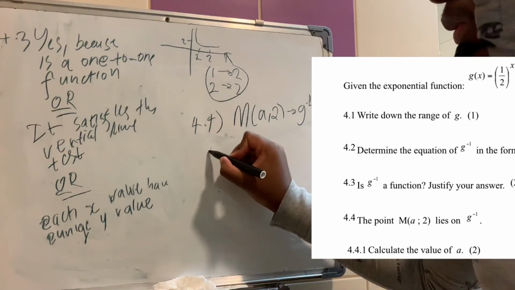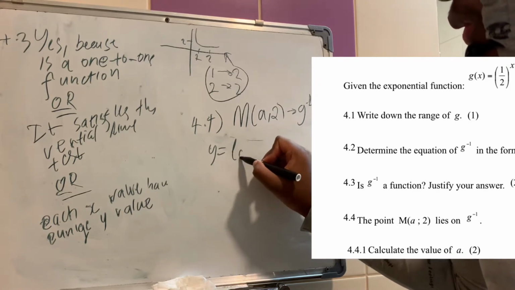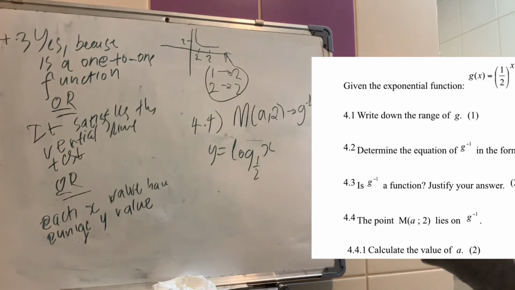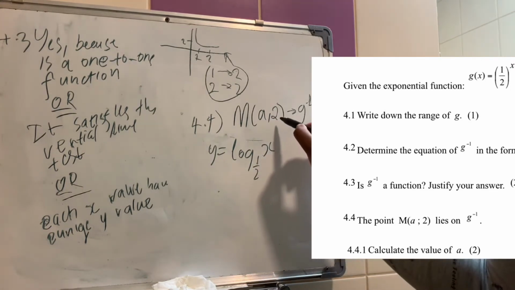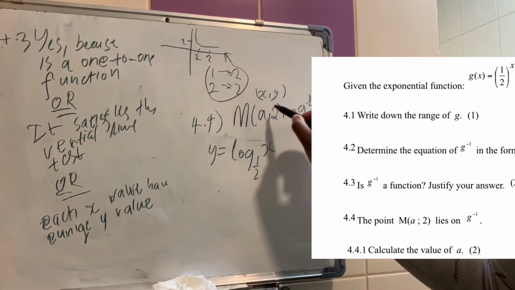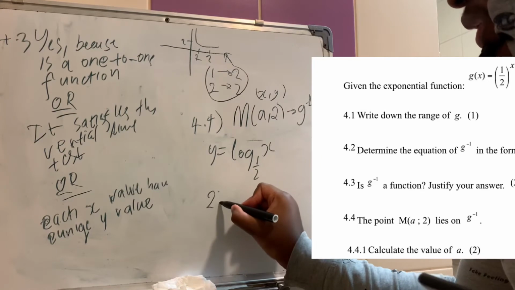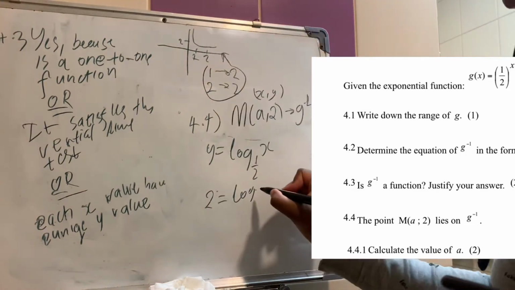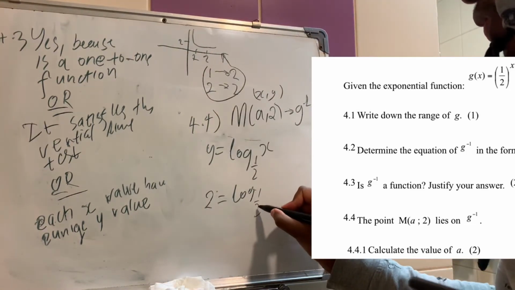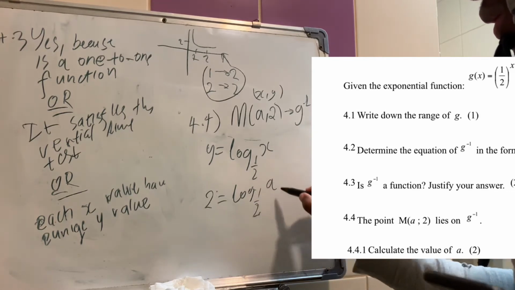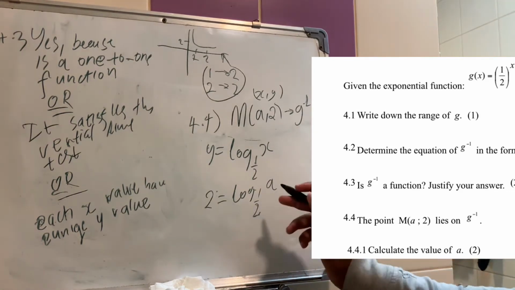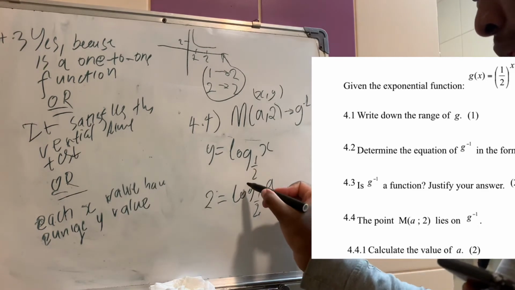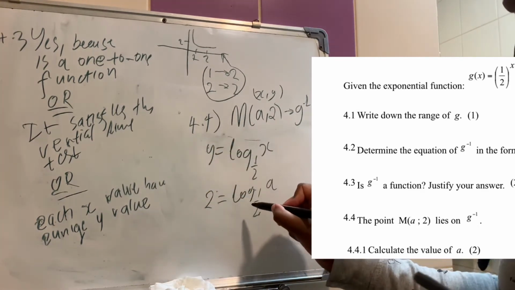So if this lies on the inverse, here y is equal to log base 1/2 of x. We substitute the coordinates: 2 is equal to the logarithm base 1/2 of A. Then, as we did in 4.1 or 4.2, I don't remember which, we convert the logarithm to exponential form.